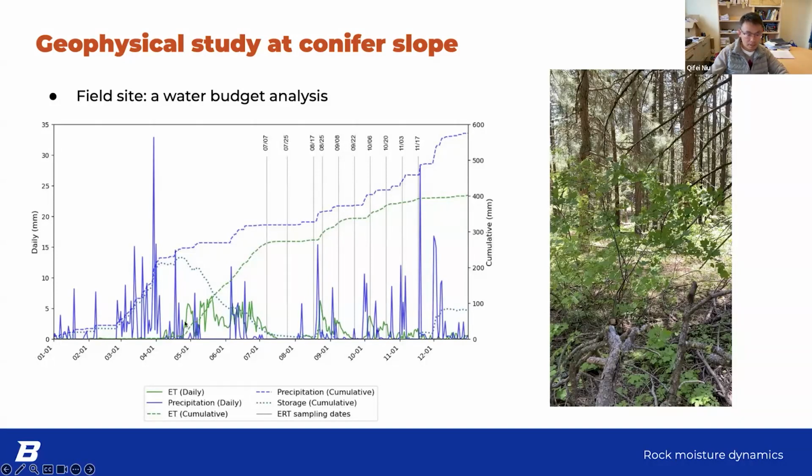Total storage, you can see at the beginning, it's very high on April 1st, because we didn't consider the snowmelt. We just considered the precipitation. Snow is part of the storage as well. That's why you can see during this period it's pretty high. And then over time, it just decreases. And then around November, it starts to increase again because of the precipitation.